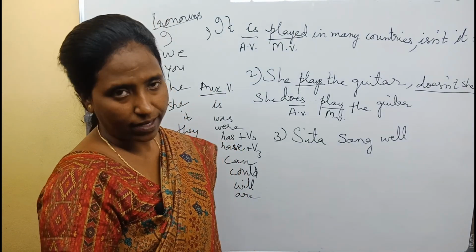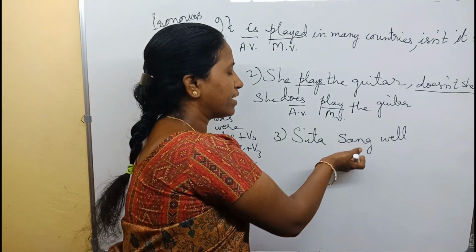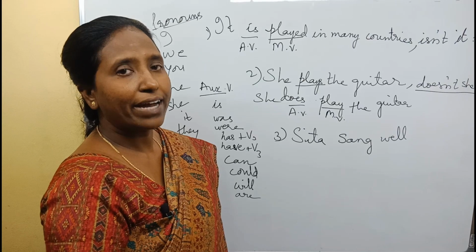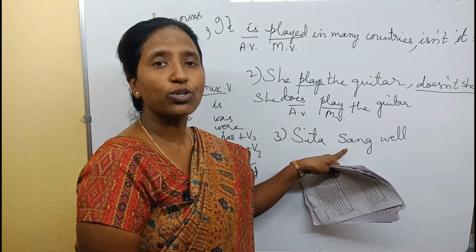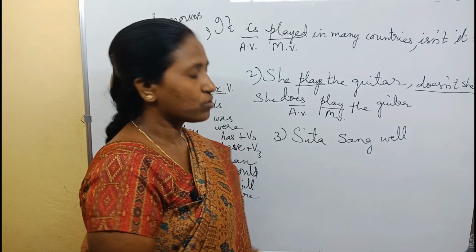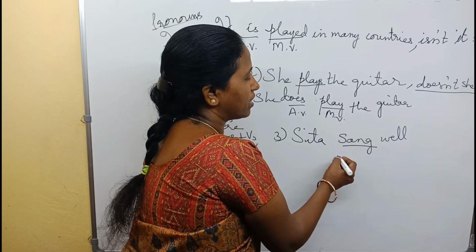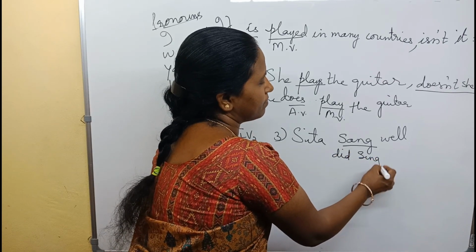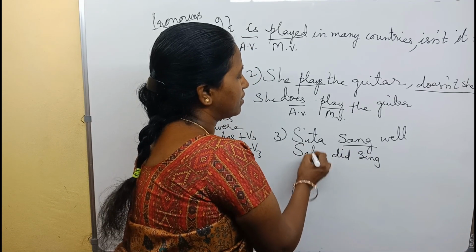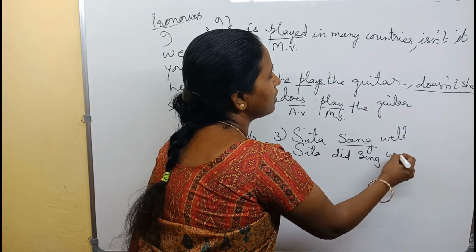So if I say Sita sang well. Sita sang well. Here also you do not have an auxiliary verb. So you have to find the auxiliary verb. Here if you see, this is the V2 form, past tense form. So what will be the auxiliary verb? Did sing. Sita did sing well is the sentence.